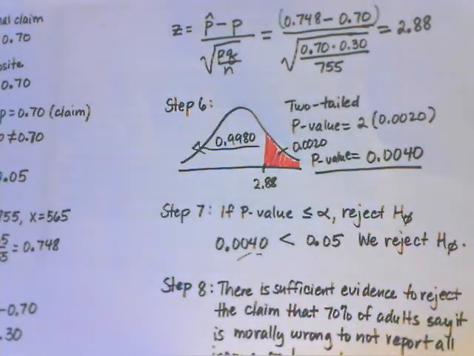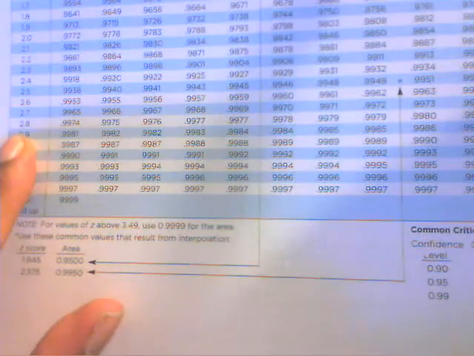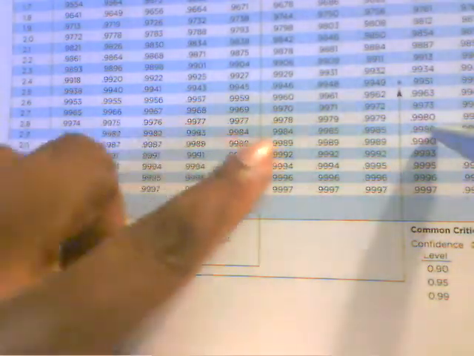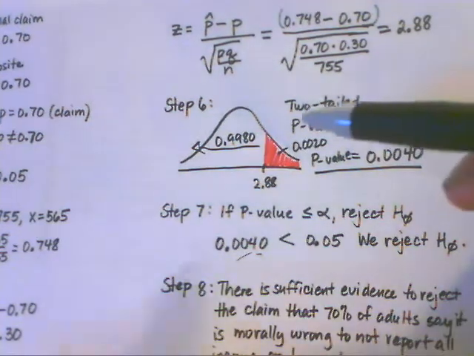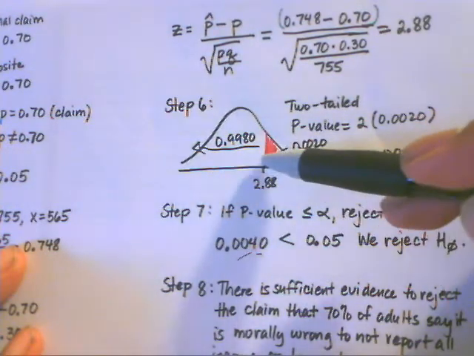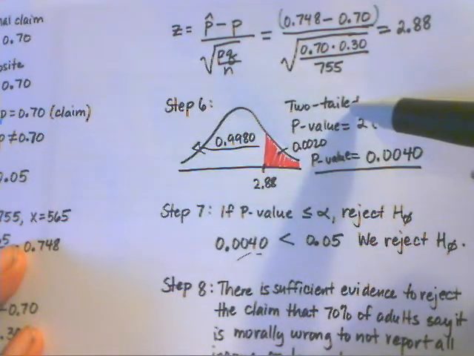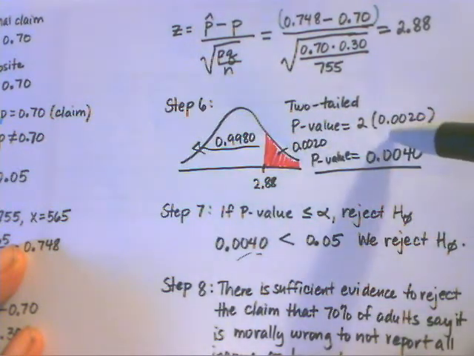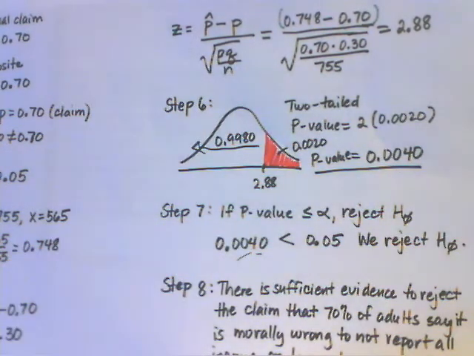Your table A-2 will give you the area to the left. So for 2.88 using table A-2, here's 2.8, and 0.08 is over here in this column. If you read over to the right, you're going to see it's 0.9980. So the area to the left is 0.9980. But we want this area to the right. So 1 minus 0.9980 will give you 0.0020. But it's a two-tailed test, so we have to do 2 times that area to the right, which is 0.0020, which gives us 0.0040. So that's going to be your p-value.